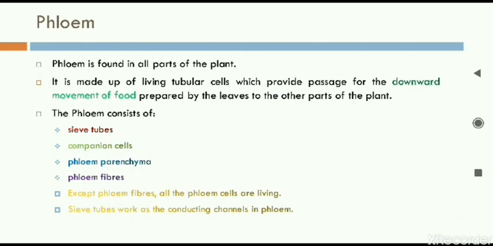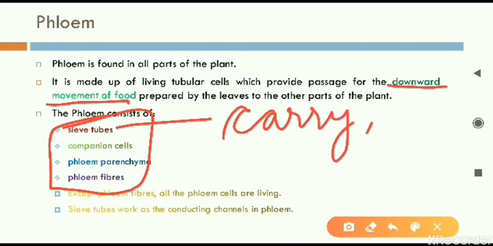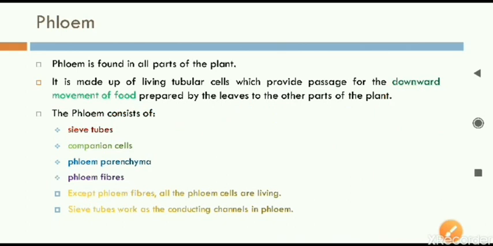Next line will read, sieve tubes work as the conducting channel in phloem. We have read here there is downward movement of food. Now there are 4 cells. In which of these is the food moving? So the answer is sieve tubes. Sieve tubes are only responsible for carrying food. Food is moving in this. Companion cells are helping them. The name itself is telling, companion. It is a helper of the sieve tubes. The rest are also a part of the phloem, but the main role is done by sieve tubes.